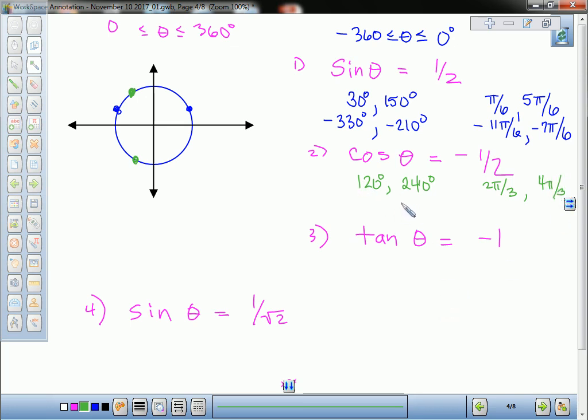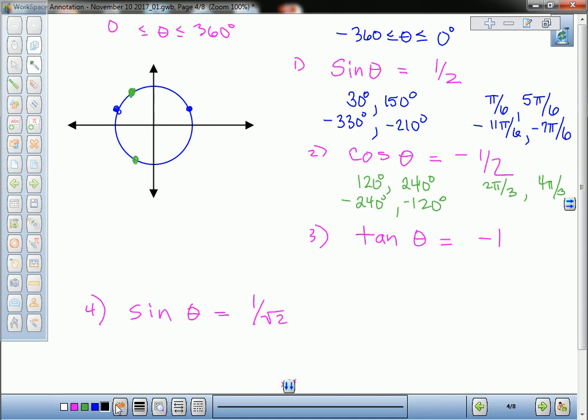Now let's go back and do the negative ones. So we have 120 here. What negative degree measure would give us the exact same terminal side? Negative 240. If you took this angle measurement and subtracted 360, don't you get that one? If we take this one and subtract 360, what do we get? Negative 120.